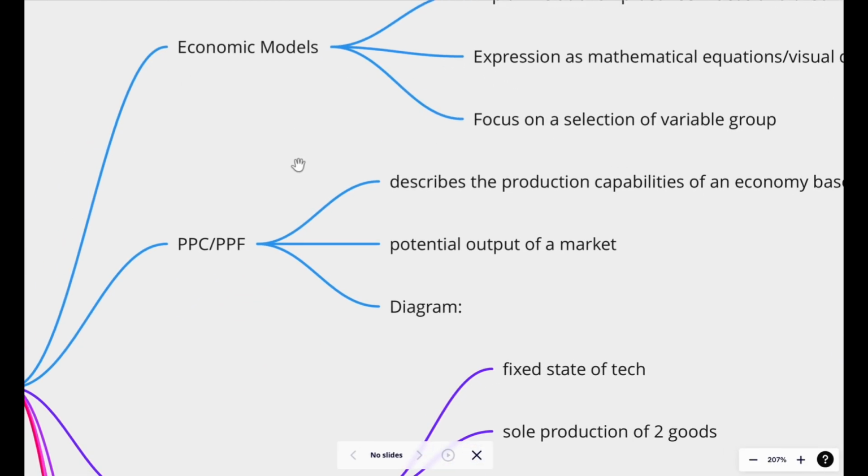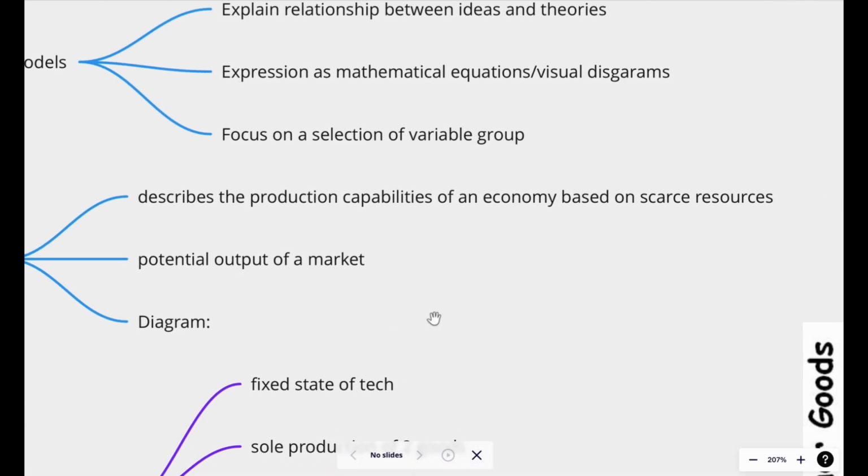So, to explain the production possibility curve, it is a model that is also known as the production possibilities frontier, summarized as PPC or PPF. This model describes the production capabilities of an economy based on scarce resources. We'll take a look at what this means in a closer example. It helps to determine the potential output of a country with a certain amount of resources.